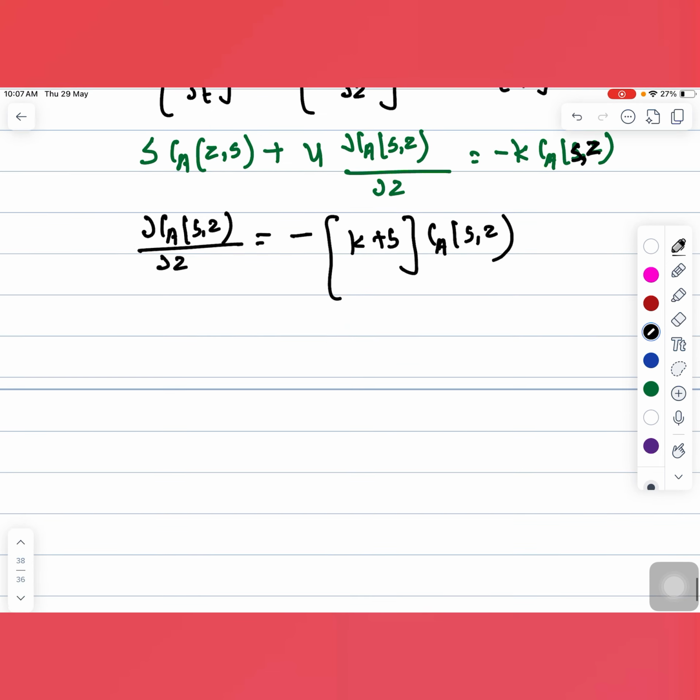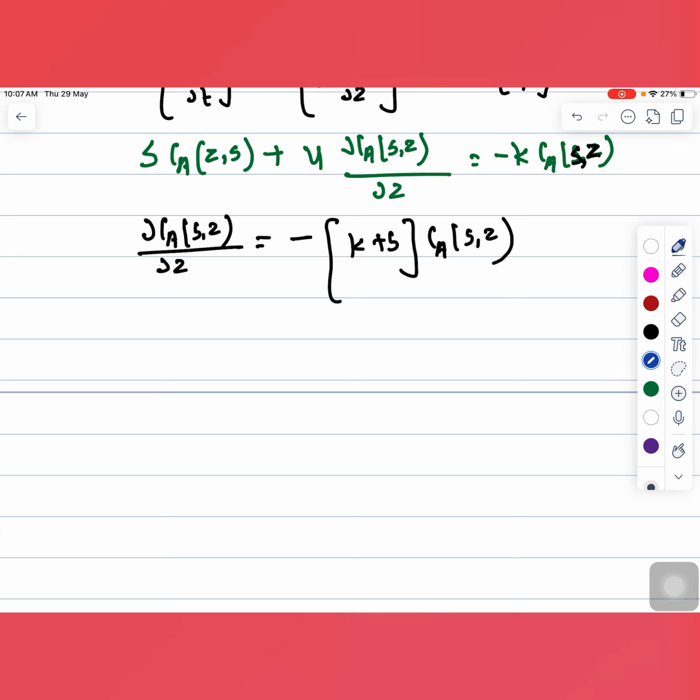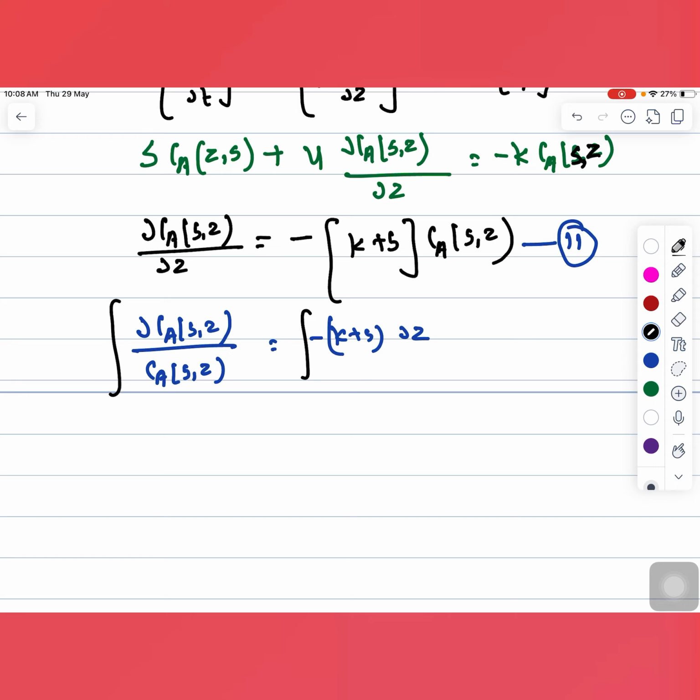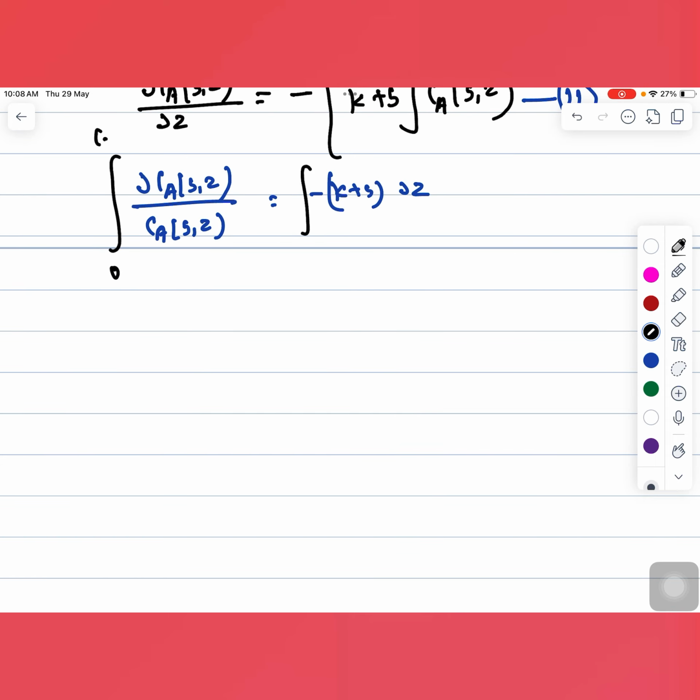Now this is just an ordinary differential equation in terms of Z, so we can solve it directly. Let's assume this one is equation second. If we solve this, I can write del CA(S, Z) divided by CA(S, Z) equals minus K plus S del Z. And if I integrate this, let's say from 0 to CA and 0 to L. Is that clear? Or 0 to Z, I am assuming right now at any particular location.